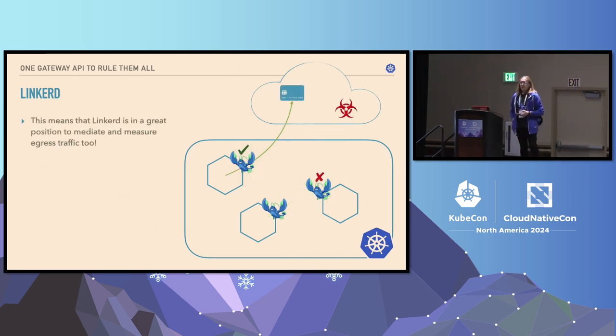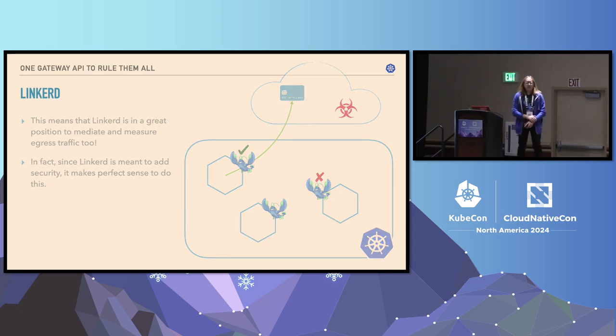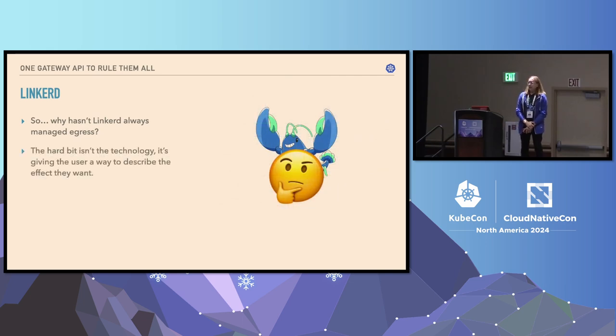If Linkerd is already mediating and measuring all of this traffic, then that implies that Linkerd is also in a perfect position to be able to see all of your egress traffic and to measure that and to mediate that as well. And in fact, it is. Also, since Linkerd is meant to add security to your application, it really makes sense for it to be doing all of this stuff with egress, which raises a fun question of, okay, so why did we not always do this? And there are two answers.